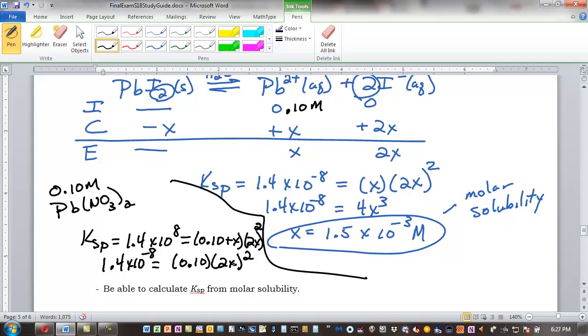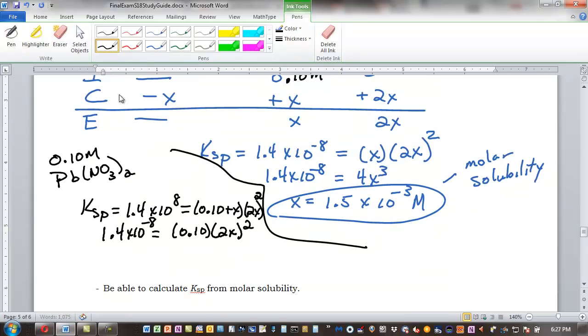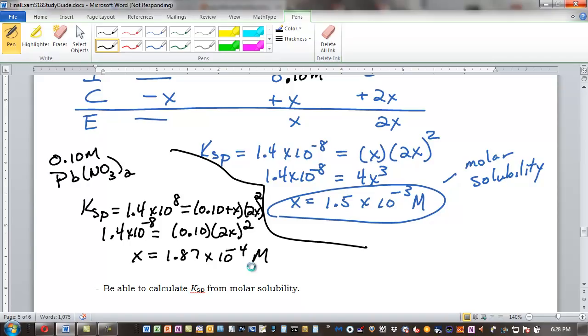So let's solve this. 1.4 times 10 to the negative 8. We divide by 0.1, and that's 4x squared. Divide by 4, square root. We should get an x of 1.87 times 10 to the negative 4th molar. Did I do that right?